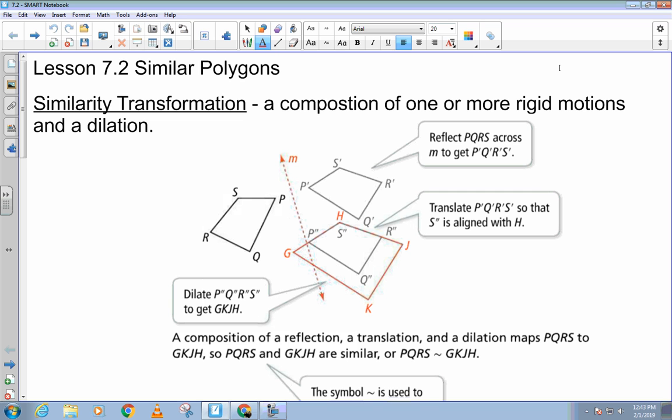And a similarity transformation is made up of a composition of one or more rigid motions and a dilation. So, like if I start with PQRS, if you look, you can see that it's reflected over line M, and then it's translated. Then it's reduced. It's dilated as a reduction. Okay? And so you could then say that this original pre-image, PQRS, is similar to this smaller one, okay? And it is a composition of a reflection, a translation, and then a dilation, okay?